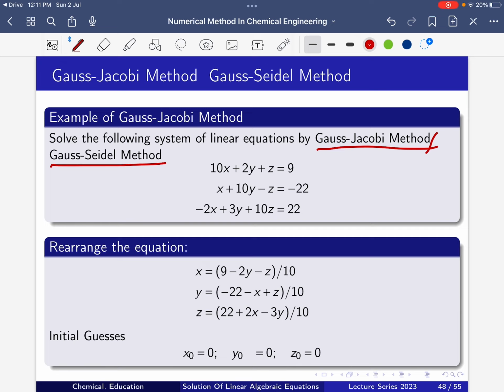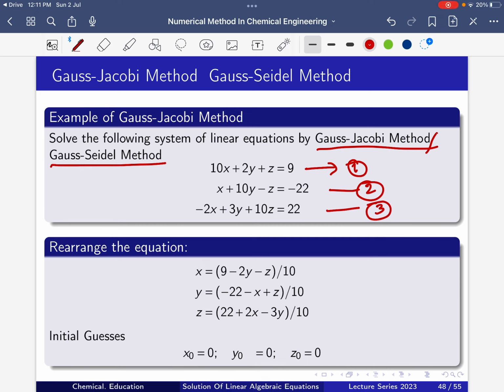Here the system of linear equations are 10x plus 2y plus z is equal to 9. This is equation number 1. Then x plus 10y minus z is equal to minus 22. That is equation number 2. Minus 2x plus 3y plus 10z is equal to 22. That is equation number 3.